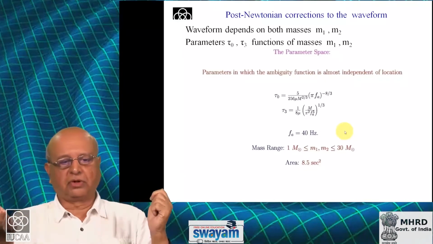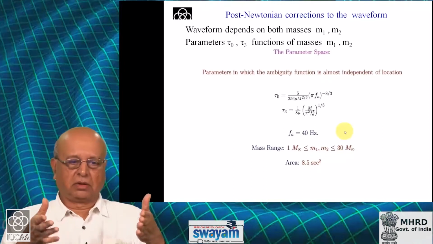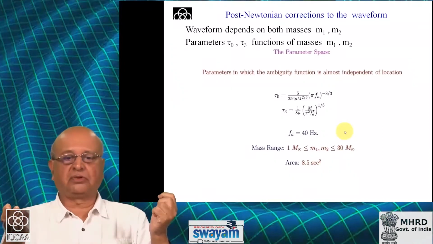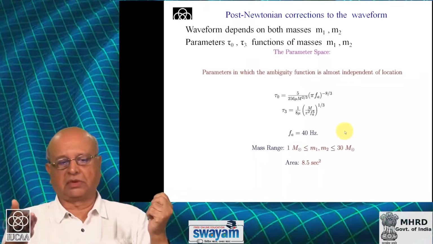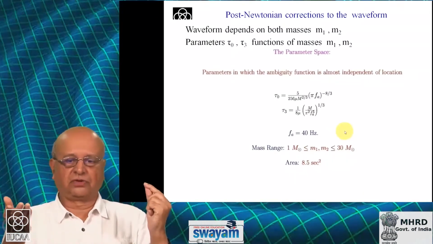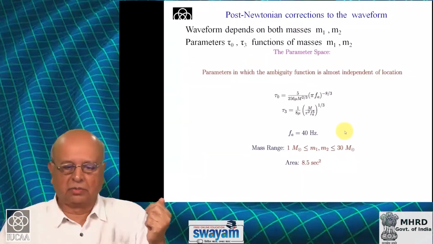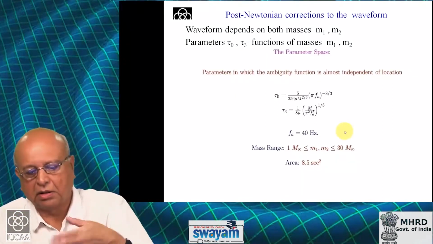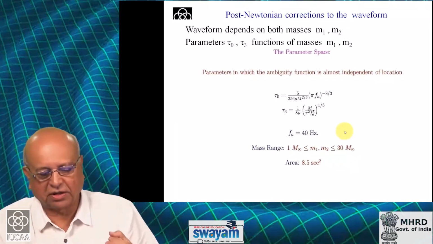If you make some post-Newtonian corrections, then the two masses become non-degenerate, and the waveform now depends on both the masses. You take two parameters, tau naught and tau 3, which are more convenient functions to handle for the data analysis, and they are given here in terms of the masses and so on, and the fiducial frequency Fa that one has taken.